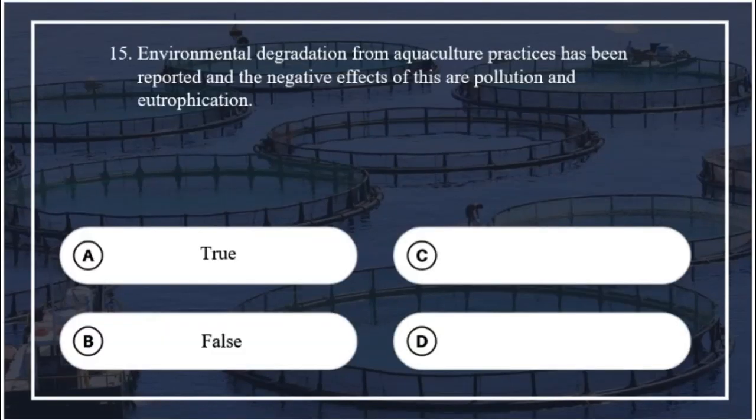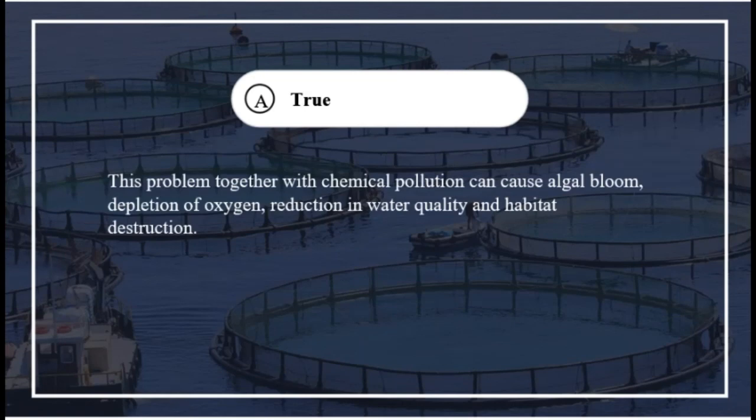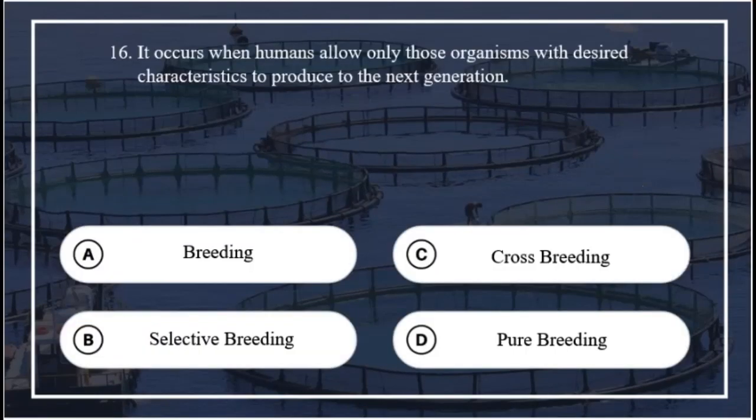15. Environmental degradation from aquaculture practices has been reported, and the negative effects of this are pollution and eutrophication. A. True. B. False. Answer. A. This problem together with chemical pollution can cause algal bloom, depletion of oxygen, reduction in water quality and habitat destruction.